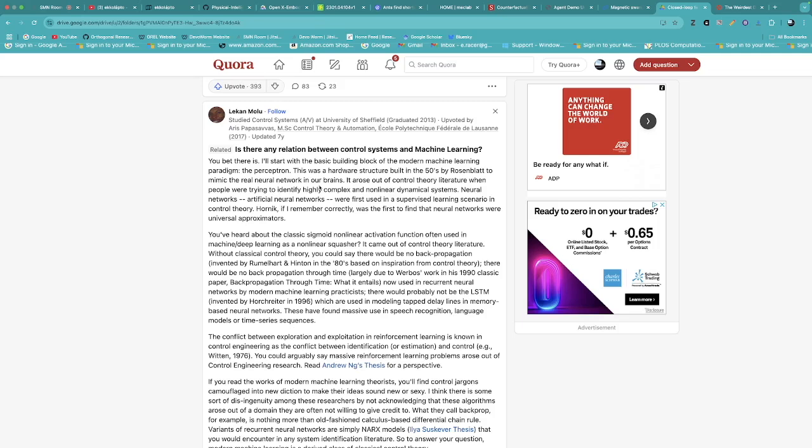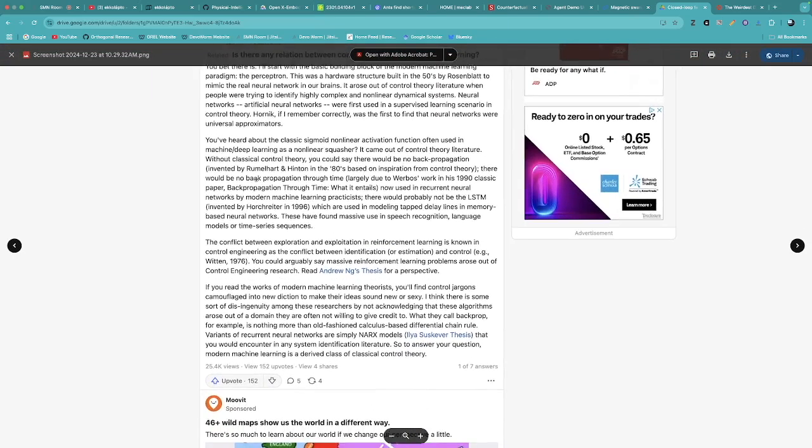Without classical control theory, you could say that there would be no backpropagation, which is a Rumelhart and Hinton innovation, which had inspiration or its basis in control theory. There would be no backpropagation through time, which was a 1990 paper by Werbos, and this is now used in recurrent neural networks by modern machine learning practitioners. There would probably not be the LSTM method, invented by Hochreiter in 1996, which is used to model tap delay lines in memory-based neural networks. These have found massive use in speech recognition, language models, and time series sequences.